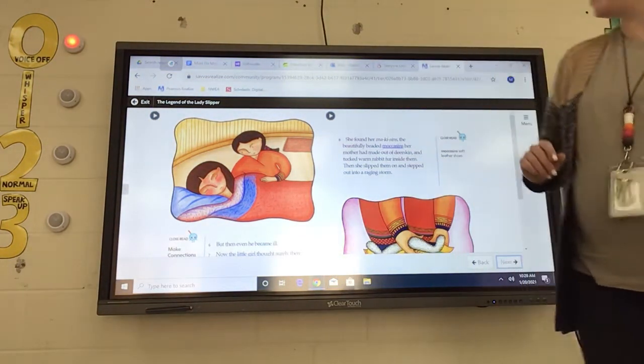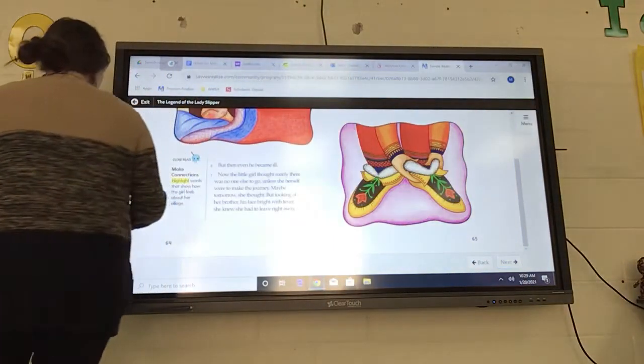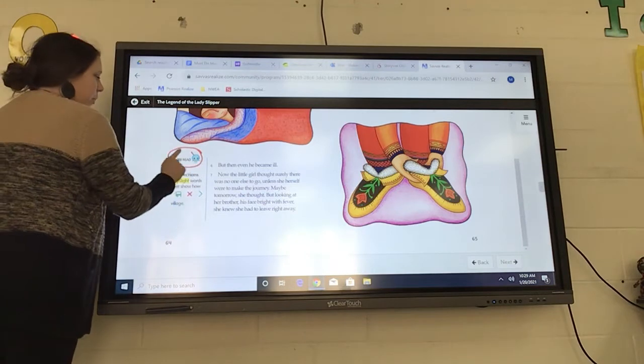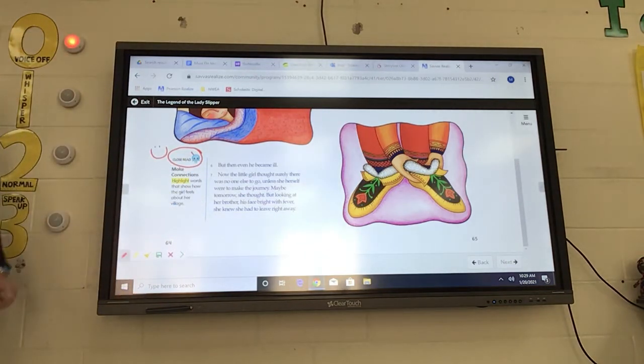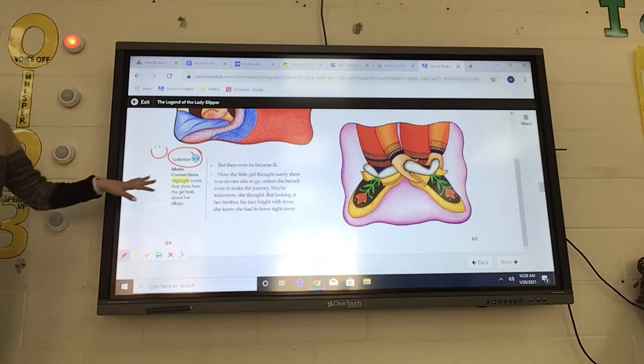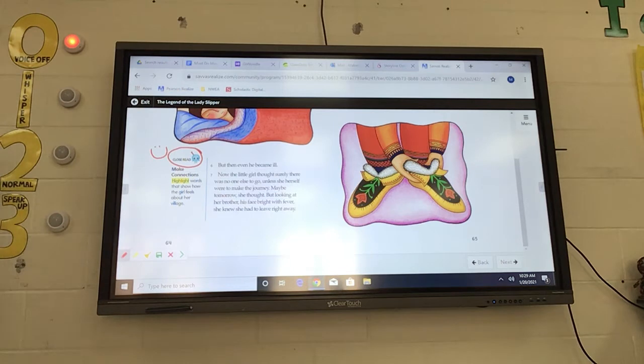Okay, the close read notes. We have Max the Magnifying Glass on page 64 over here. Remember, every time we read, we go a little bit deeper in the text. Max the Magnifying Glass, we're looking for different answers, okay? It says, highlight words that show how the girl feels about her village. So we're going to reread this page and we're going to see how she feels about her village, okay?